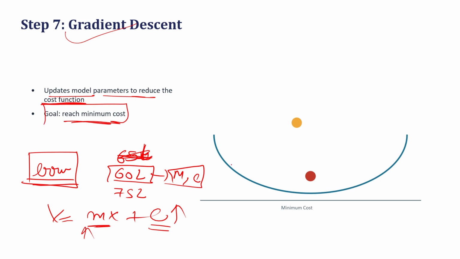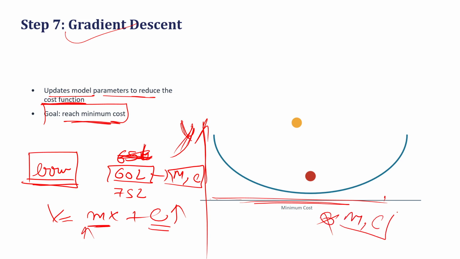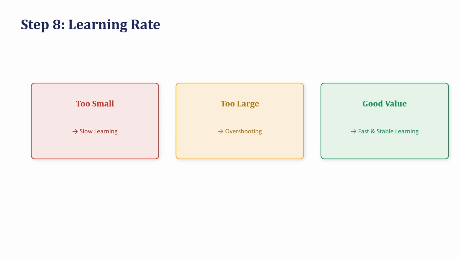Okay, so let's say this is y, the output or error or cost function, and this is x. The way x varies, y varies, the error varies. Here x means m or c. The way m and c vary, y varies. So you need to adjust m and c such that you reach the goal, and the goal is minimum cost, that is, minimum error. Now you select the learning rate.